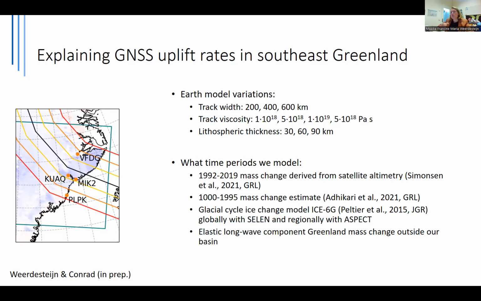But we also have to use a global model because the Laurentide, the North American ice sheet, also has an effect on uplift in Greenland, because Greenland is located on the peripheral bulge of the bigger North American ice sheet. And then we also model that timescale regionally with ASPECT. And there is an elastic long wave component of mass change of all the mass in Greenland that we're not modeling because it's outside of our region, but it still has a small influence on what's happening inside this region.